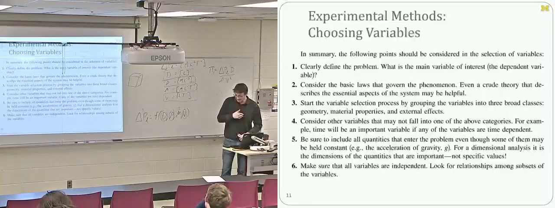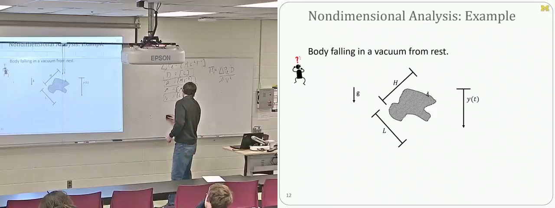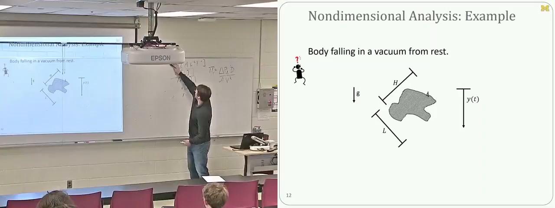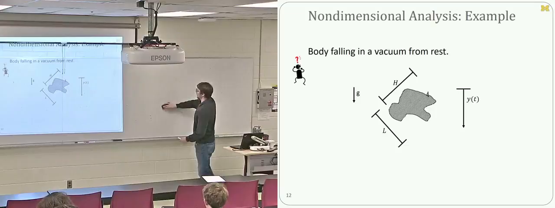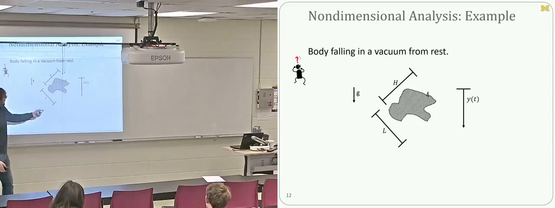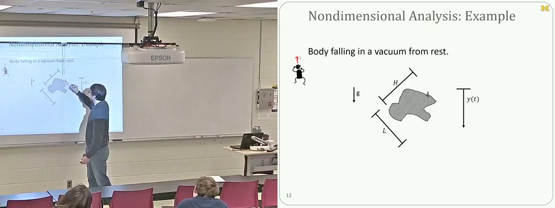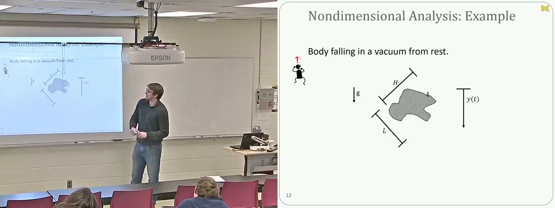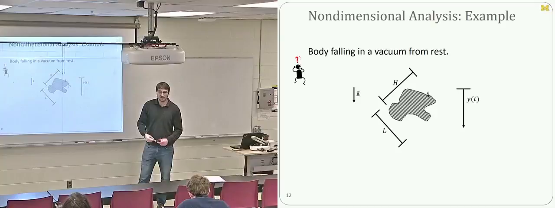So let's do one more nice simple example here. This is one that I like a lot because it's very easy, really. So take a moment and perform step one of the dimensional analysis. That is, list out all the variables you think come into play in the problem, which is how far has a body fallen? It's an arbitrary body with length L, height H. We'll say it has density rho. Gravity's acting downward. It's falling in a vacuum, so assume that air is not present. And our dependent variable here is y, the distance fallen from its initial condition.